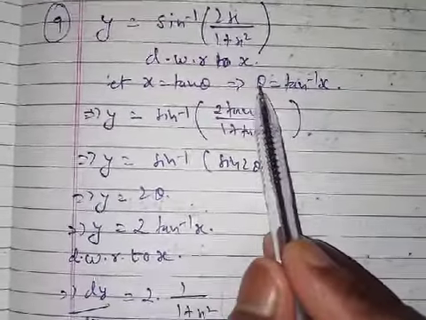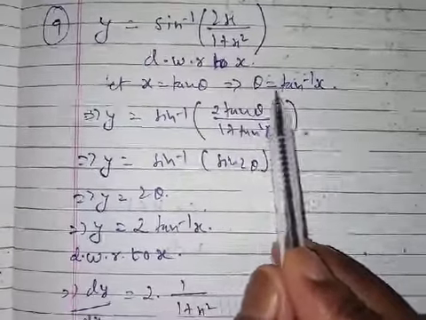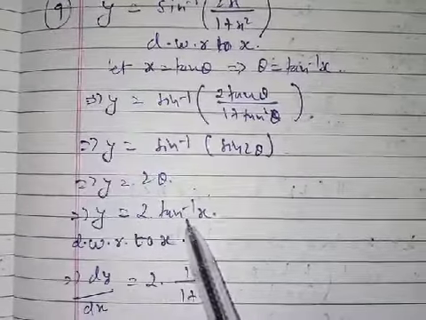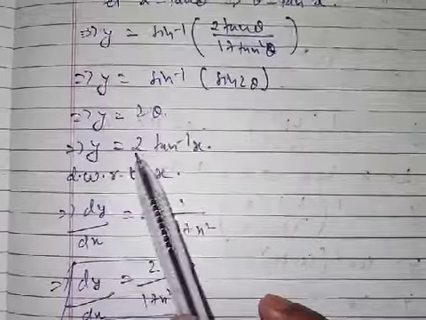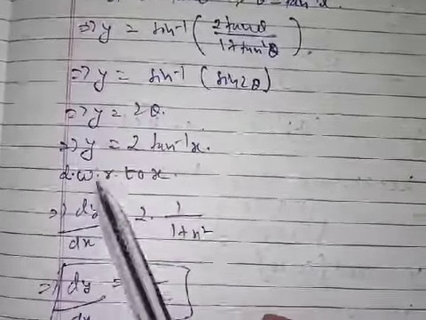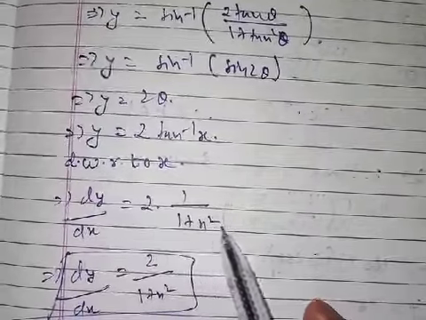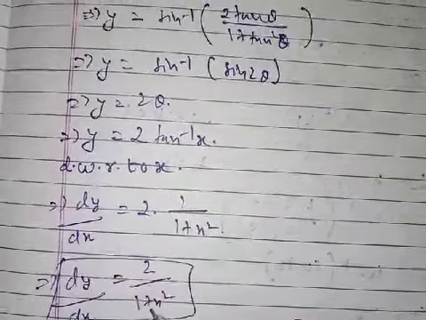What is theta? You have taken x is equal to tan theta, so theta is equal to tan inverse x. So you will get y is equal to 2 tan inverse x. Now the derivative of this function: dy by dx is equal to 2 times the derivative of tan inverse, which is 1 upon 1 plus x square. So dy by dx is equal to 2 upon 1 plus x square.